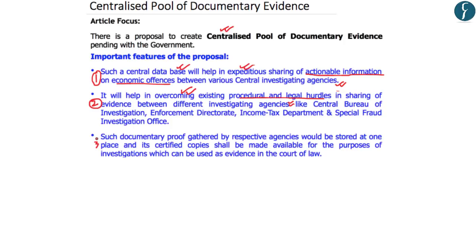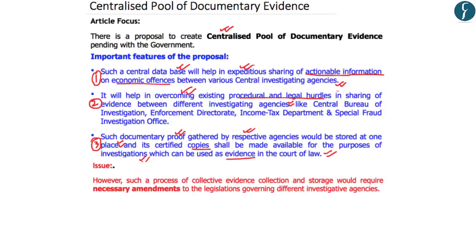And the third and final feature of this proposal is that proof gathered by the respective agencies would be stored at one place, and its copies shall be made available for the purpose of investigations, which then can be used as evidence in a court of law. Now hopefully you have understood the three features of the centralized pool of documentary evidence.